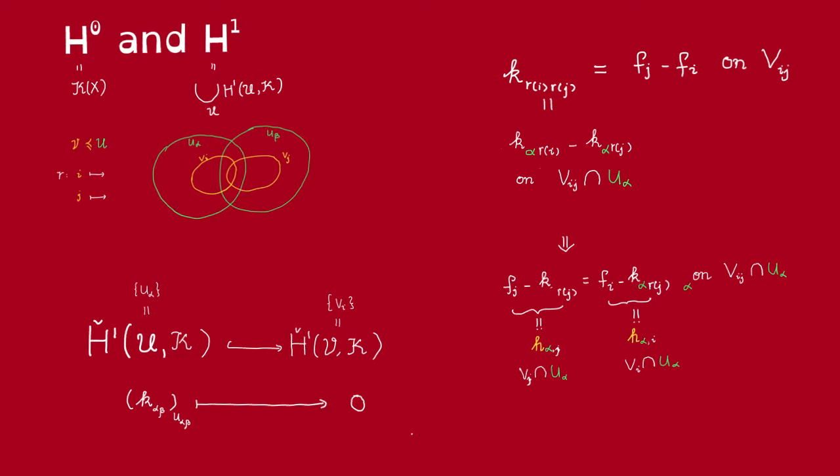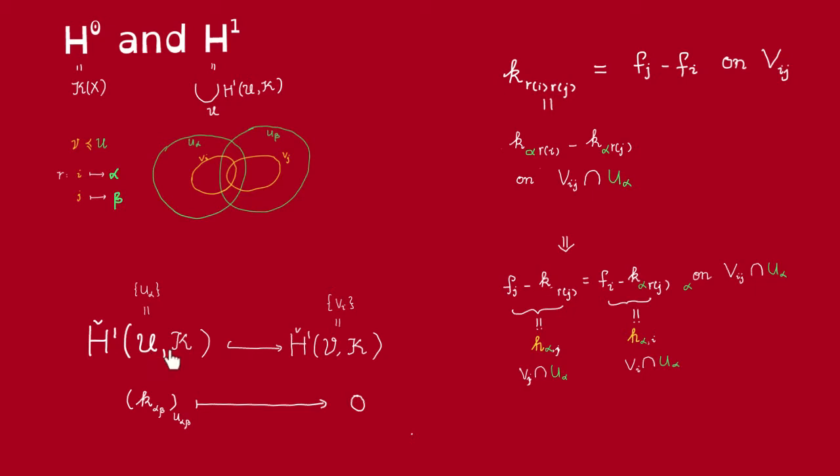What should the refining map send i to? Well, we will choose an index of U such that there's an open set of that index containing V_i. So here I would pick alpha. There is no other choice, but in general there might be. And for j here we see that U_beta contains V_j, so that would send j to beta.